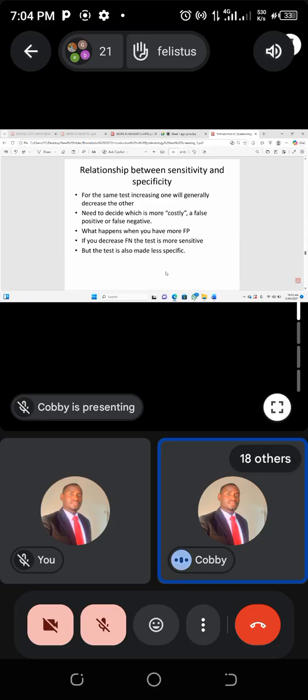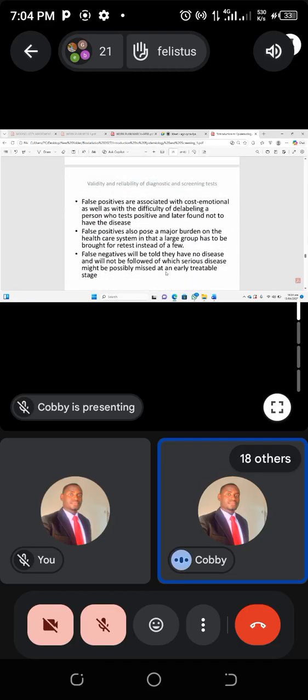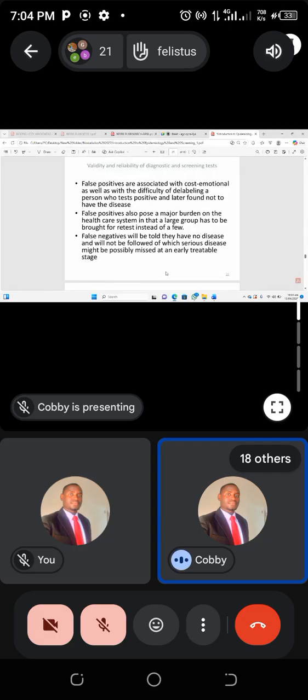So here, what is written is that false positives are associated with emotional cost. Imagine someone comes to the health facility and you say you have cervical cancer. That is going to cause emotional stress. And it will be very difficult to tell that person afterwards that actually you don't have it.